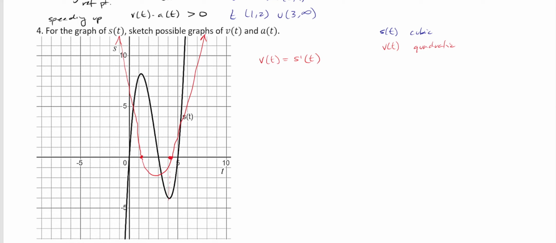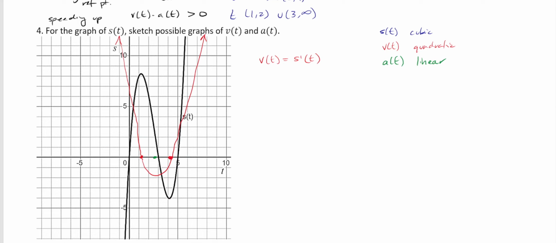Now, if the velocity function is a quadratic, that means that a(t), which is the acceleration function, should be linear. And the acceleration function is simply the derivative of the quadratic function. So when is the slope of the quadratic function 0? Well, the slope of the quadratic function is 0 right at that point right there. And we can see that the slope of the quadratic function is negative on this side and positive on this side. Okay? So I can go ahead and draw my linear function.